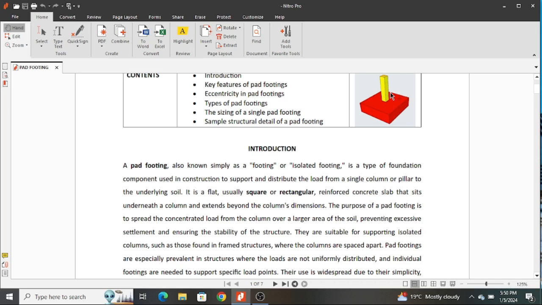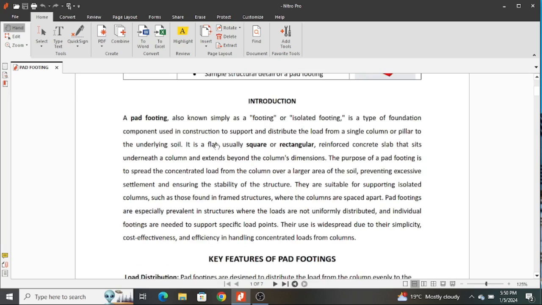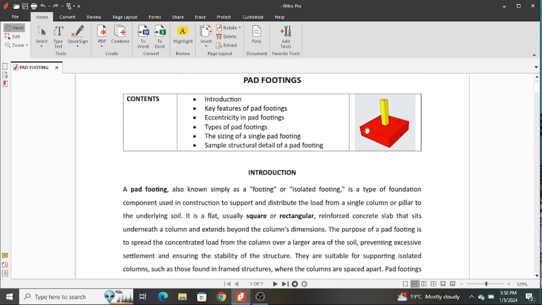Though there are exceptions, as we will realize when we look at the types of pad footings, there are footings that have more than one axial load, that is more than one column. We are actually going to look into all that. Generally, this is a flat footing, either square, rectangular, or sometimes even circular. I have designed a circular footing before. It is made of reinforced concrete that sits underneath a column and extends beyond the column's dimensions, basically describing what a pad footing is, as you can observe from here.